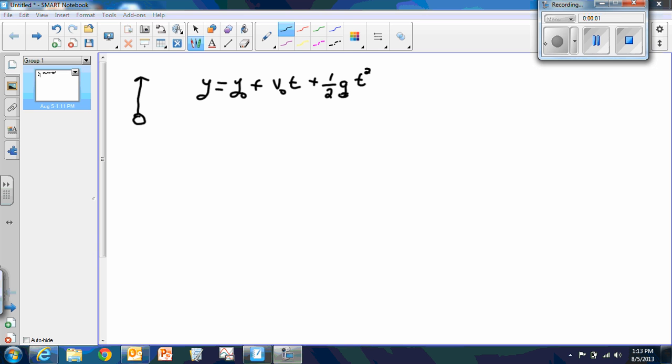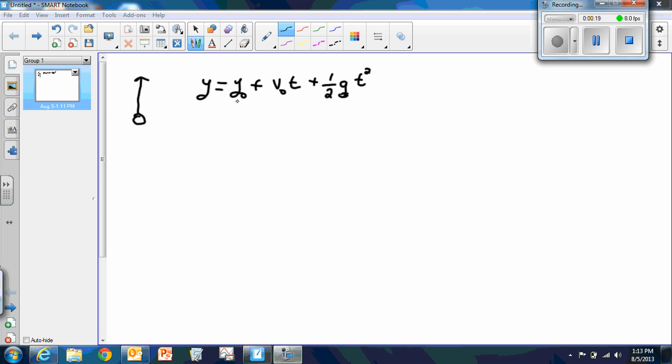All right, let's get a little more complicated here. Let's say you throw a ball up in the air. If you throw a ball up in the air, you guys know what's going to happen. It's going to go up, up, up, stop, and fall back down. Well, in physics, we've determined that the function that a ball thrown in the air follows is this.